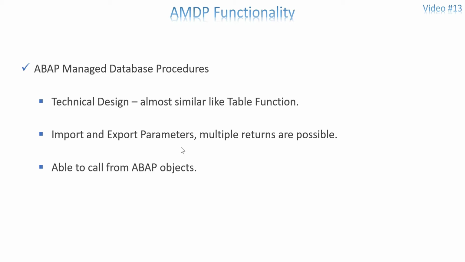If you compare with a table function, you have an input parameter. Based on the input, you can get the information from the database, and it can be written back to your table function, and that can be consumed in a CDS view. The same way in a procedure, you can have import and export parameters. There is a difference. In a table function, you have a class and method, and it can return only one kind of result, so everything in one internal table.